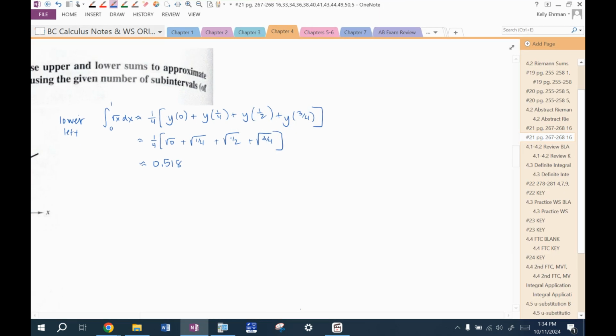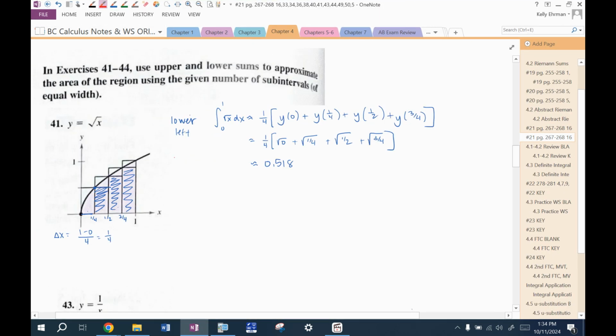And then for setting up the upper, the upper will be the right sum. You can see that out here. Not going to shade it in, but what are those function values? Well, first of all, we're using this still to approximate this integral. The width of every rectangle is 1/4. Instead of starting at y of 0, you start at y of 1/4 plus y of 1/2 plus y of 3/4 plus y of 1.